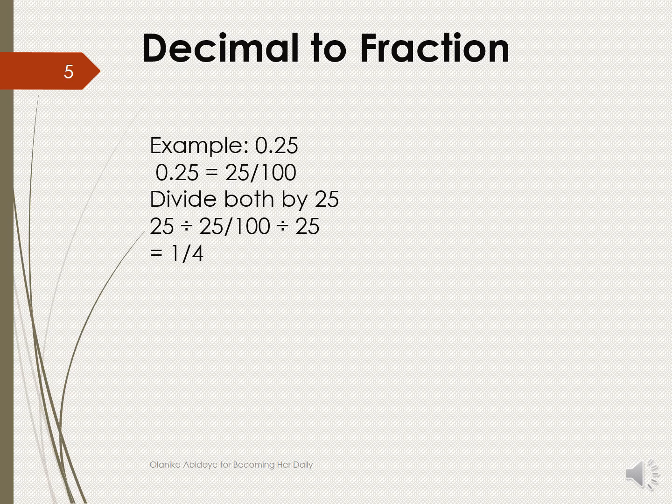So 25 over 100, if you divide both sides by 25, then how many 25 in 25, that will be 1. How many 25 in 100, that will be 4. Or we can also use 5 to divide each of them. Divide 25 by 5, then divide 100 by 5. That will give us more steps to do it. And at the end of the day, the answer will be 1 over 4. So we have just converted 0.25 to 1 over 4, which is decimal to fraction.